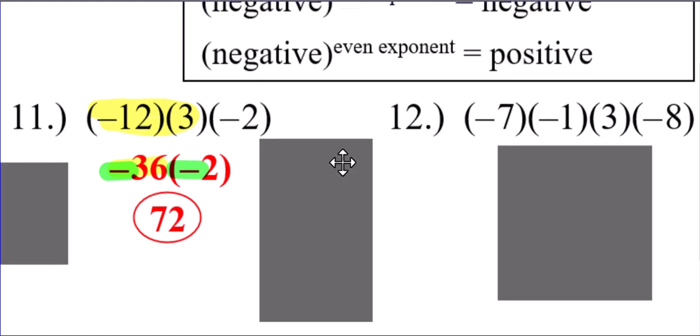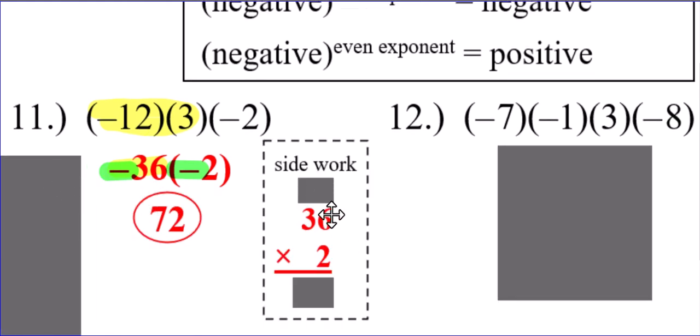And if you didn't know this was going to give you 72, you would have gone off to the side. 6 times 2 was 12. You'd carry the 1. 3 times 2 is 6 plus 1 is 7.